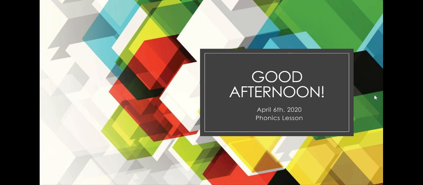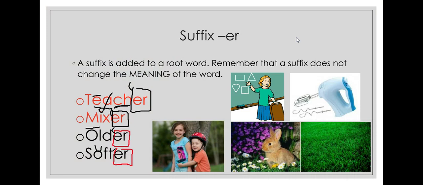So let's get started on our phonics lesson. Today we are learning about our suffix. Remember, a suffix is letters that are added to a root word, a word that's already a word. And remember that a suffix does not change the meaning of the word. Like if we have cow, we have one cow. But if I add a suffix s at the end of cow and it makes it cows, it makes it more than one.